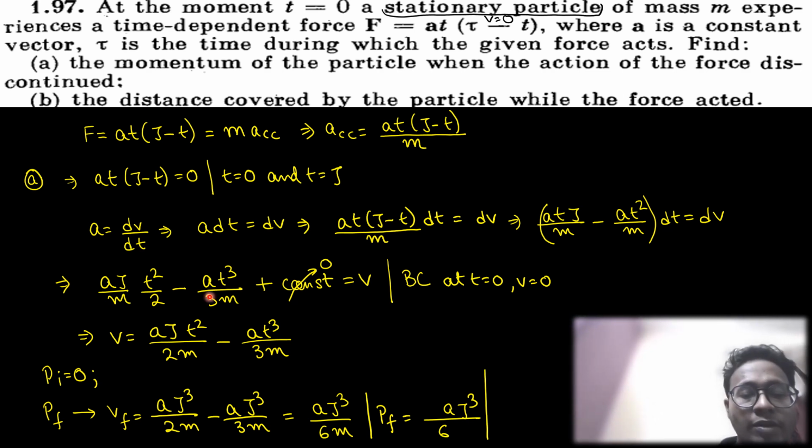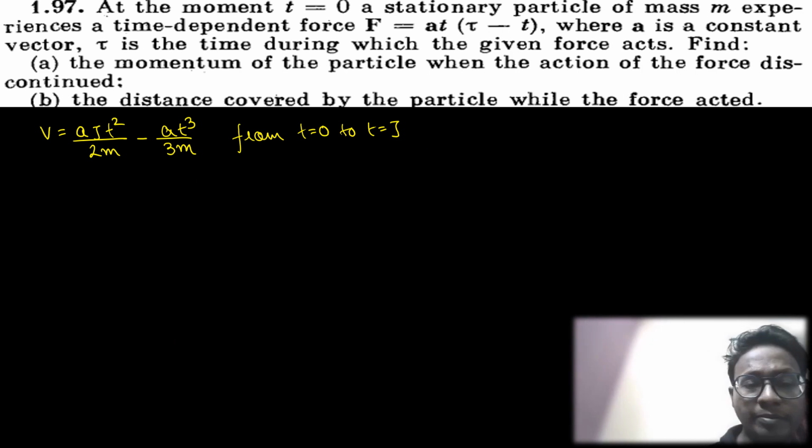Now the second part of the question is asking, find the distance covered by the particle when the force acted, from initial to time t equal to t naught. So for finding out the distance, we need to remember the formula for velocity. Now in part B, we have to find out the displacement of the particle from t equal to 0 to t equal to tau.